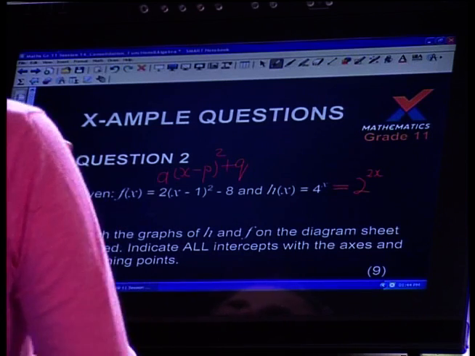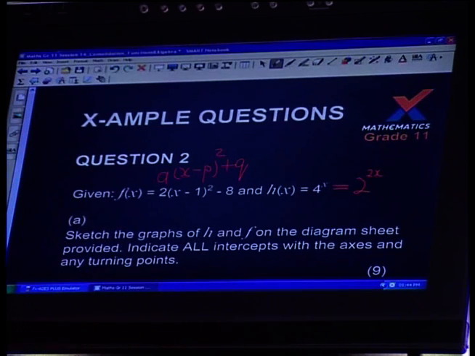Right. So the first question says, sketch the graphs of h and f on the diagram sheet provided, indicating all intercepts with the axes and any turning points. Right. We're going to start by sketching the parabola. Once we've got the parabola sorted, we'll have a look at our exponential graph.